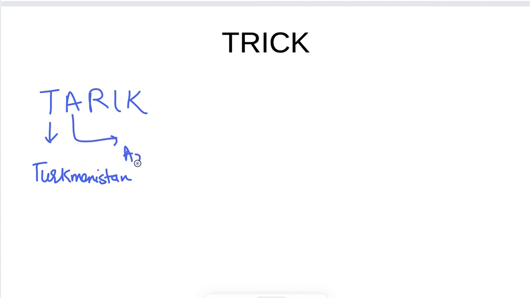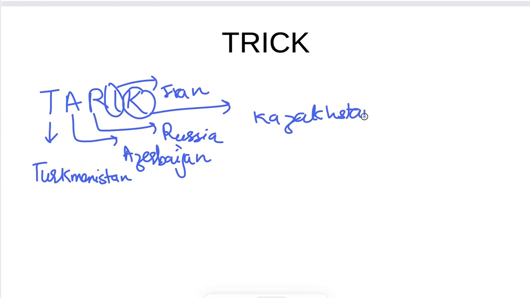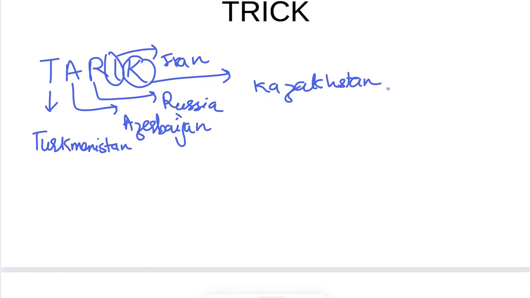So the trick for remembering the countries which are bordering the Caspian Sea is basically Tariq. So with this you can remember all the countries, that is 5 countries. T stands for Turkmenistan, and A stands for Azerbaijan, then R, that is Russia, I stands for Iran, and K stands for Kazakhstan. So this is the main trick for remembering the countries which are bordering the Caspian Sea.